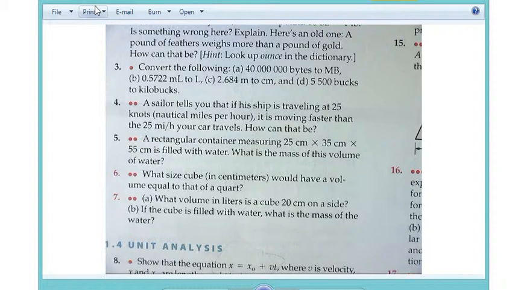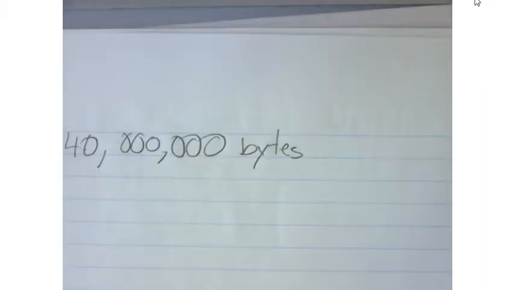So let's start with problem number 3, or part A, I guess, is the first question is what I meant to say. So for 3A, let me write these down. For A, I need to do 40 million bytes to megabytes. And so here we go.